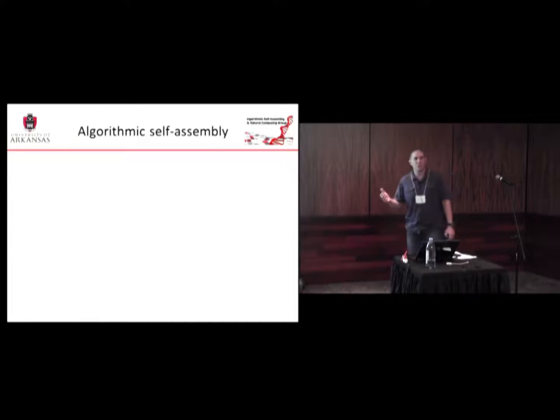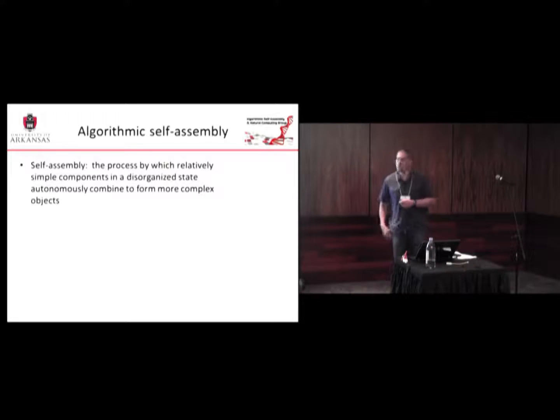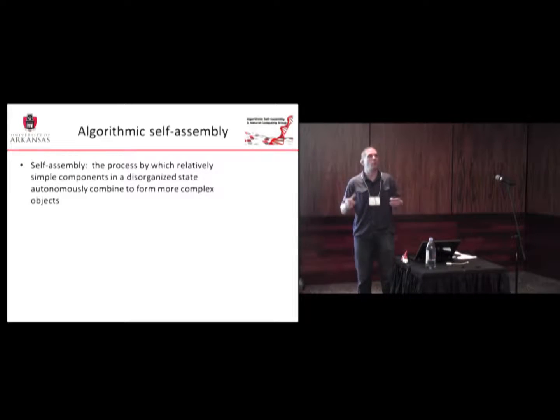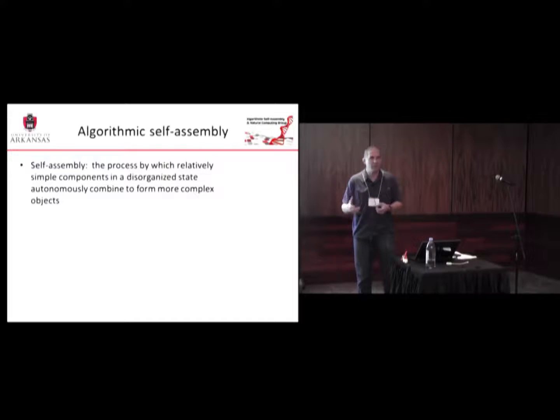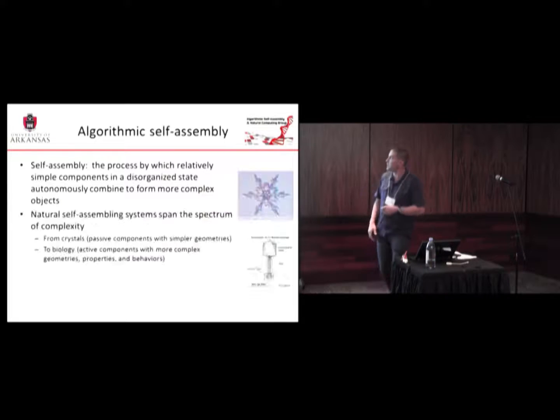So what we're interested in is what we call algorithmic self-assembly. And it's a subset of self-assembly. And self-assembly is a process where you start with a large collection of relatively simple components in a disorganized state. And those components autonomously combine to form more complex structures. And what I mean by that is there's no external guidance, and the components only experience local interactions throughout the process of self-assembling. Our inspiration comes from nature.